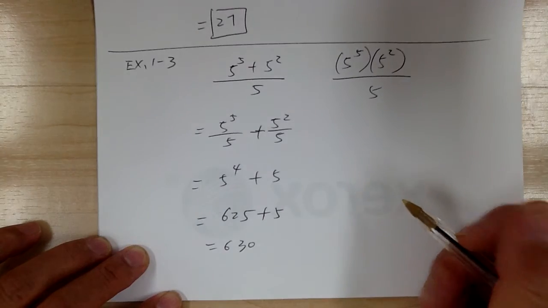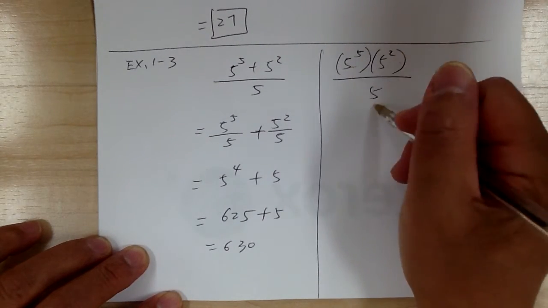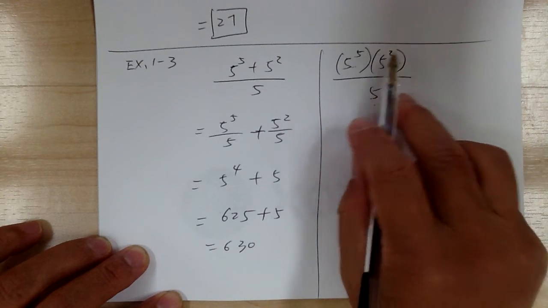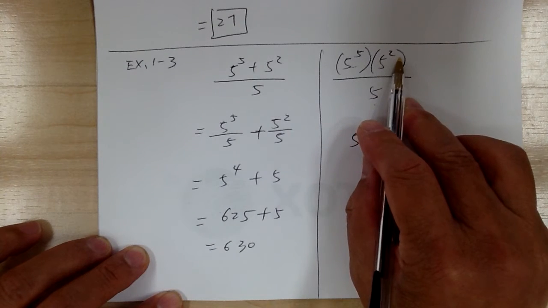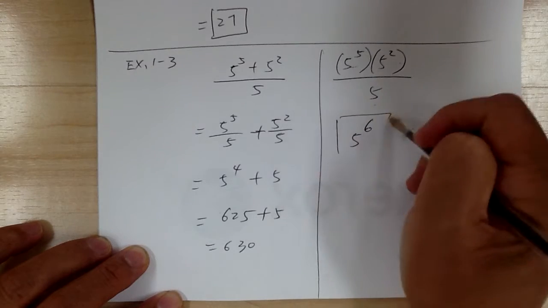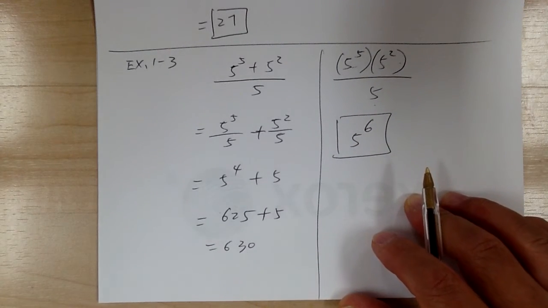But this one, you just apply the product rule and the quotient rule. So this will equal 5 to the, so when you have multiplication, you add. When you have division, you subtract. So it will be 5 plus 2 gives you 7, minus 1 will give you 6. And that's it. The number is kind of big, so you can leave it like that. You don't have to multiply out.